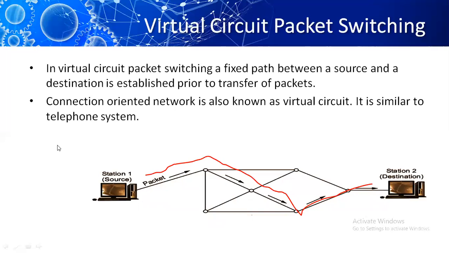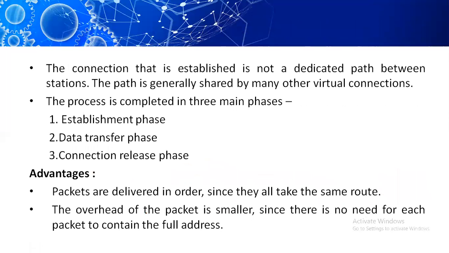So virtual circuit packet switching is a connection-oriented network, but datagram switching is a connectionless network. This is connection-oriented because it depends upon the connection, so it is similar to the telephone system. The connection established is not a dedicated path between the stations. The path is generally shared by other virtual connections, so it is slightly different from the original circuit switching networks.